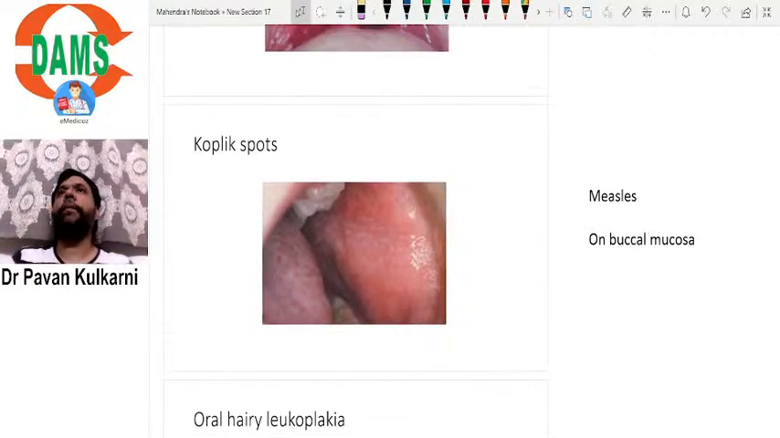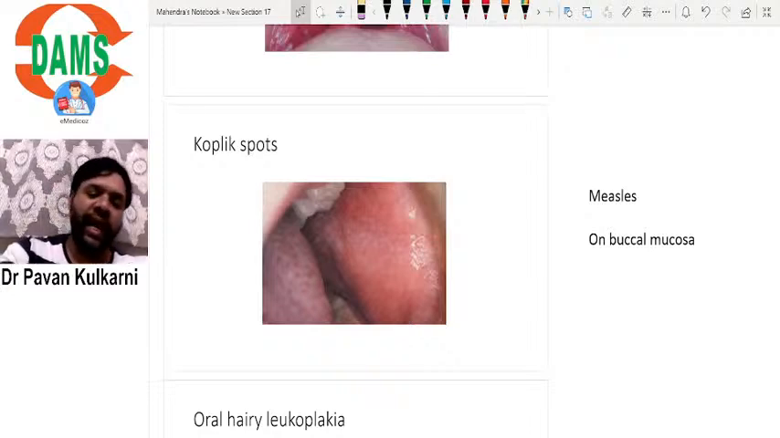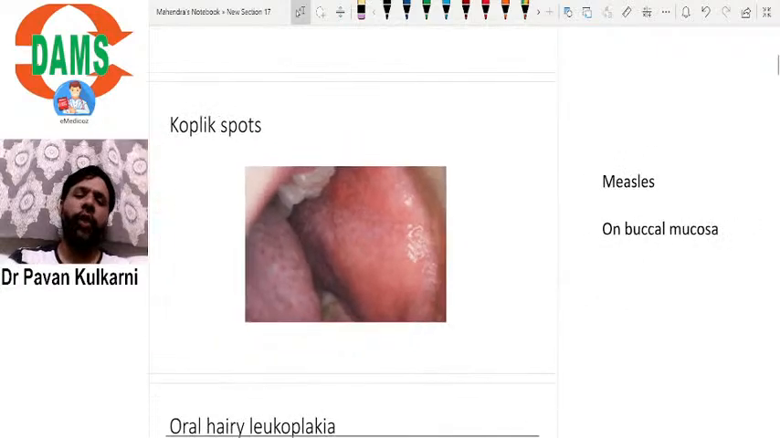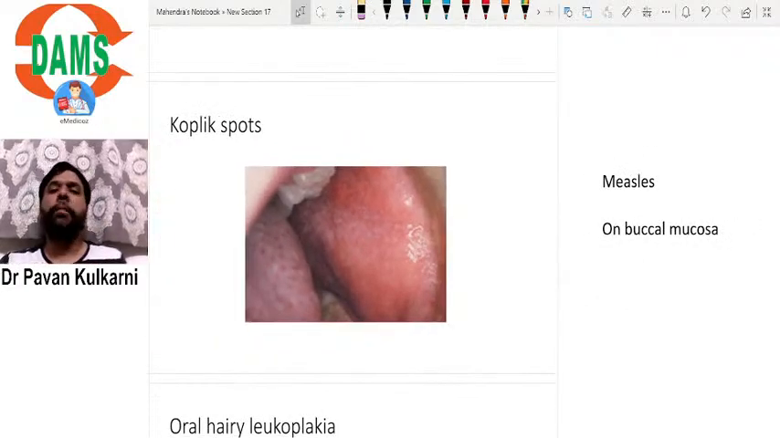Okay, Koplik spots. Next, now what are Koplik spots? Koplik spots are typically seen in measles patients. Measles infection, which is a paramyxovirus infection. You can see carefully here on the buccal mucosa, all those white, bluish white dots. All that on the buccal mucosa is nothing but your Koplik spots. The uniqueness of these Koplik spots is they will appear almost 24 to 48 hours before the skin rash. So Koplik spots usually appear a minimum of around 24 to 48 hours before the skin rash.